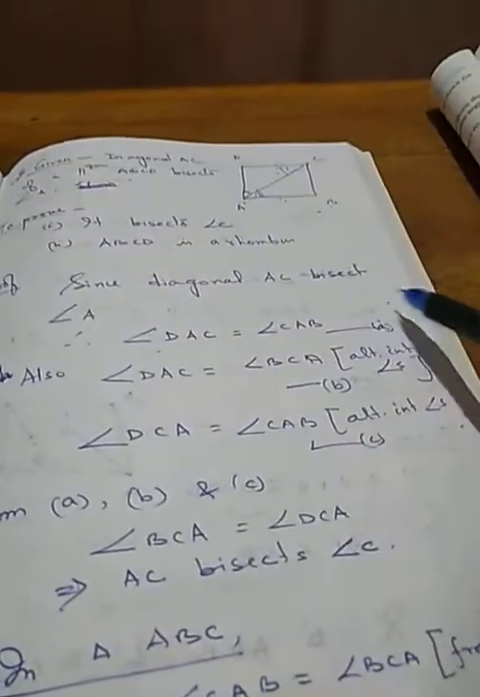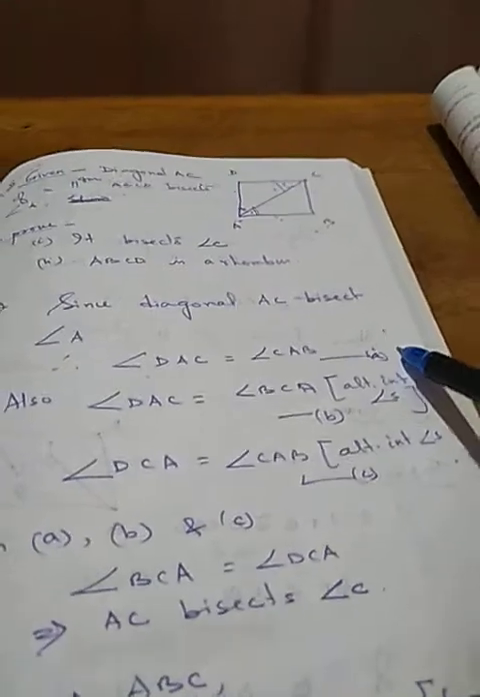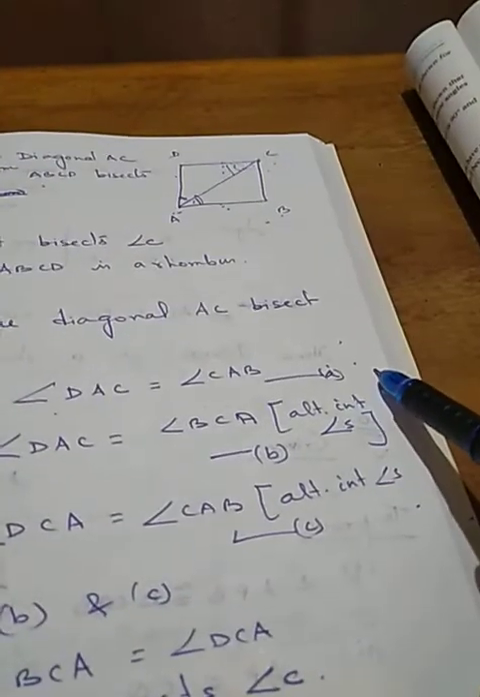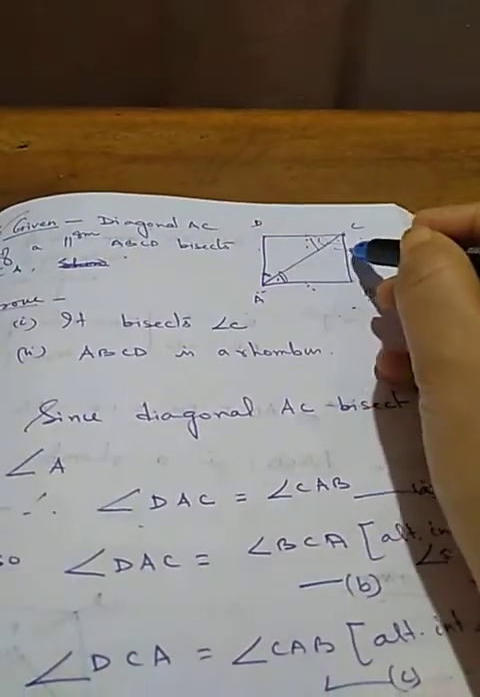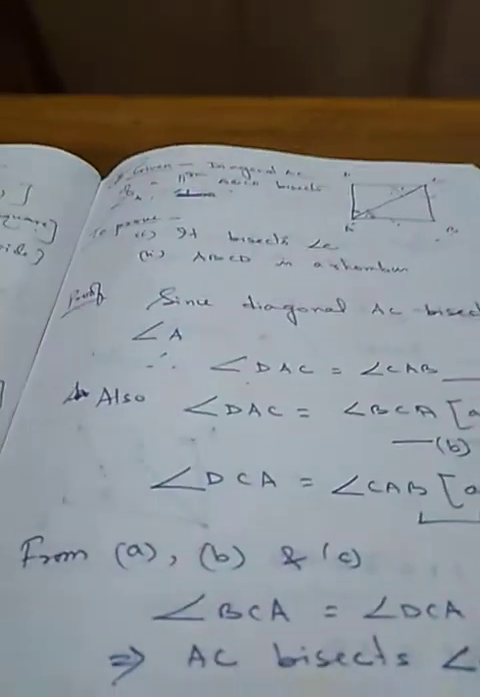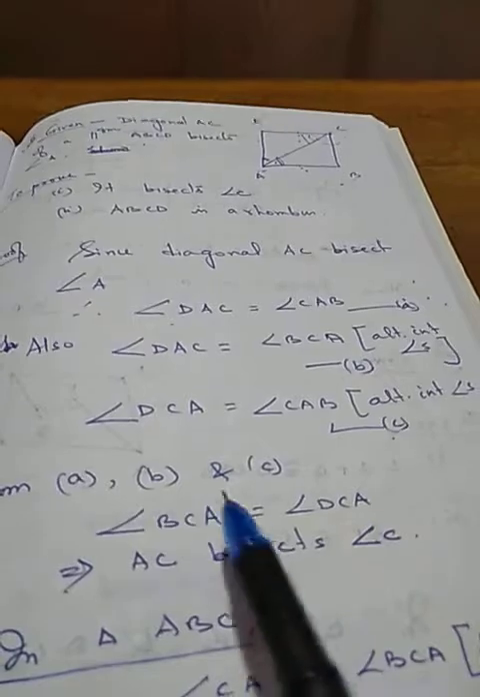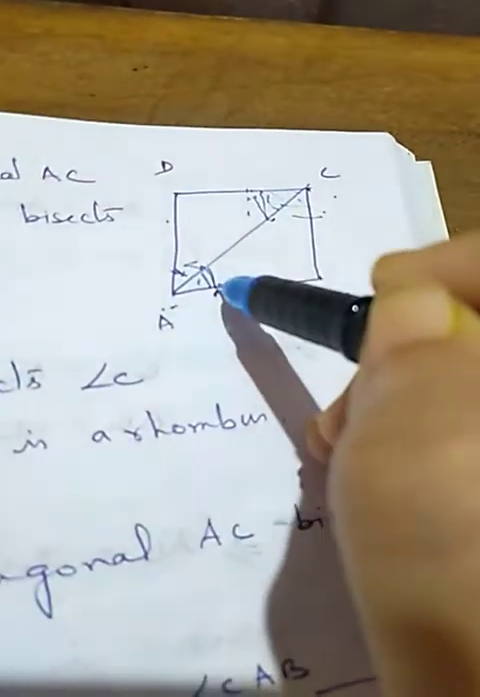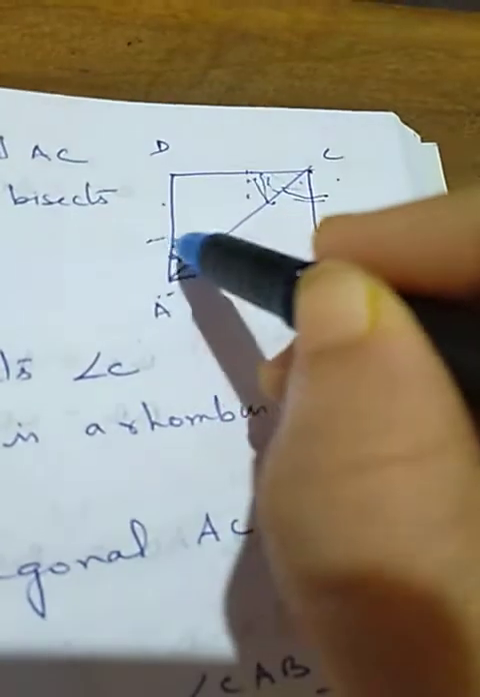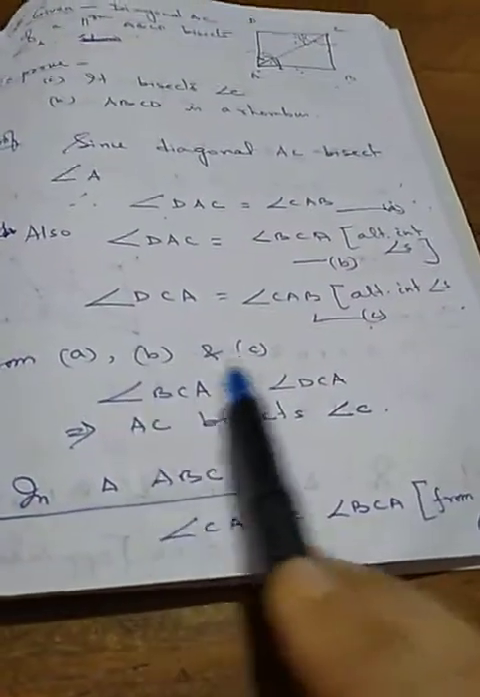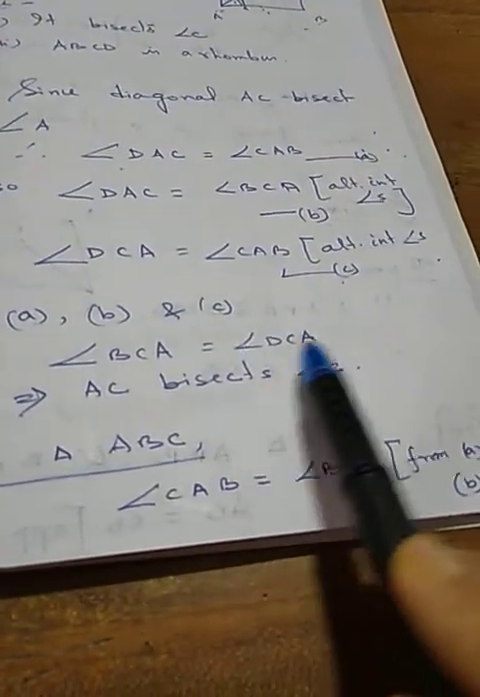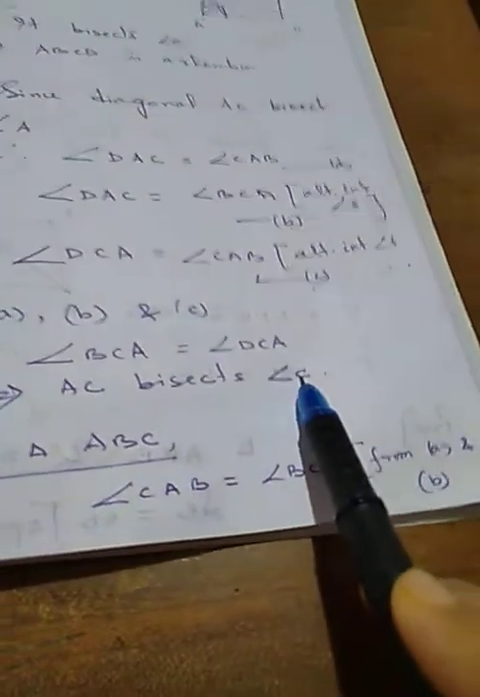Now this is A, this is B and this is C. Again there is another pair, this angle equals this angle. These are alternate angles. So from A, B, C you can write that BCA, so we have proved that this angle equals this angle. Again we have proved that this angle equals this angle, and we know these two angles are equal. Therefore these two angles are also equal. So from ABC you can write that BCA equals DCA. So AC bisects angle C.